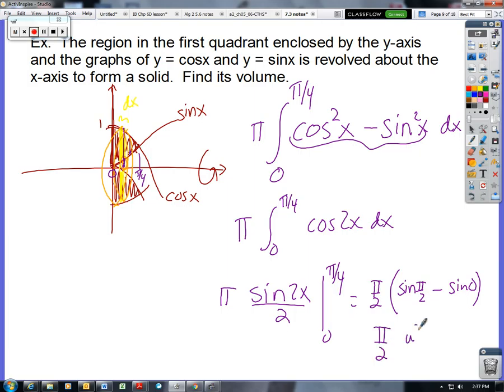And it's a volume, so it's units cubed. That was a pretty cool little identity we had, huh?